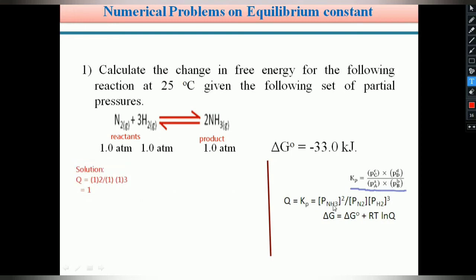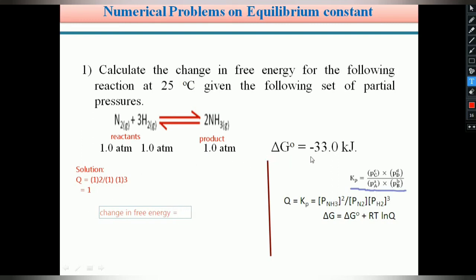Here we substitute the partial pressure of ammonia, 1 atmosphere, 1 square means 1, by partial pressure of nitrogen 1, partial pressure of H2 whole cube, 1 cube means 1. Therefore Q equals 1. And the equation for the change in free energy is delta G equals delta G naught plus RT ln Q. Students, this is our relation, and the change in free energy, which is what the question asks, is equal to delta G naught.